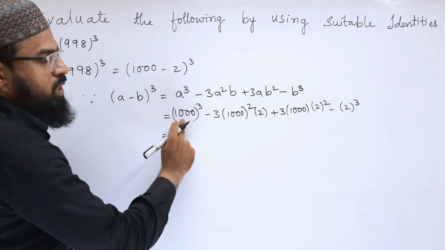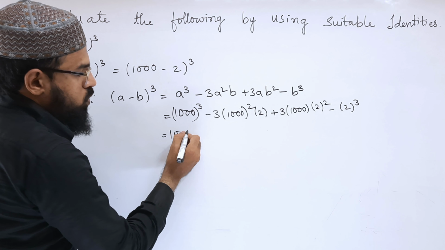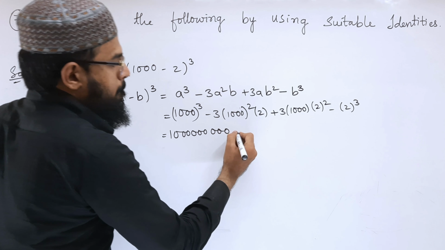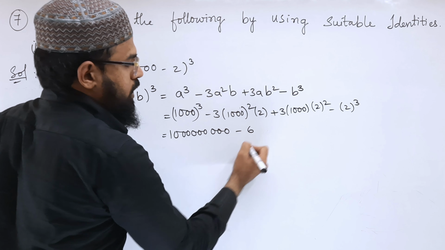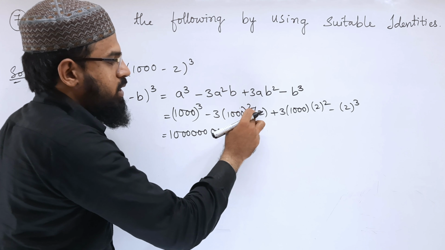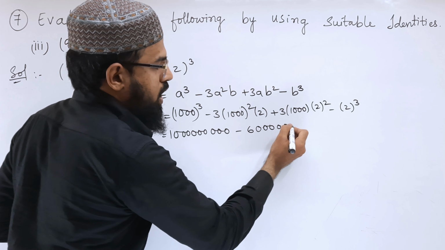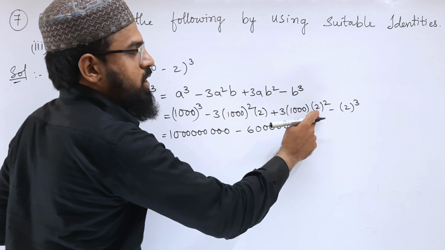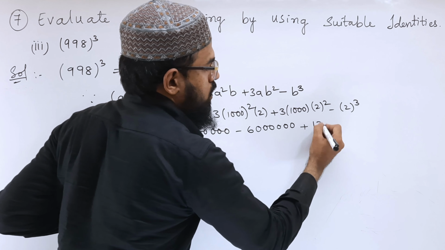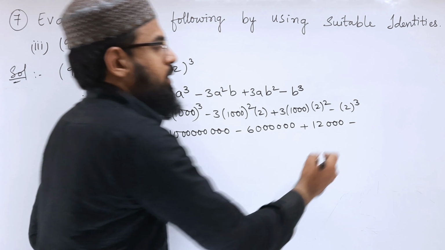1000 square, so 3 zeros are there. 3 threes are 9, so we get 9 zeros, 1, 2, 3, 4, 5, 6, 7, 8, 9. Minus 3 twos are 6. So 1000 means 3 zeros, 3 twos are 6, so we get 6 zeros, 1, 2, 3, 4, 5, 6. 2 square is 4, 4 threes are 12. 12 into 1000 is 12,000, minus 2 cube is 8.